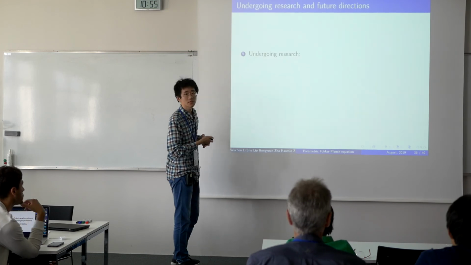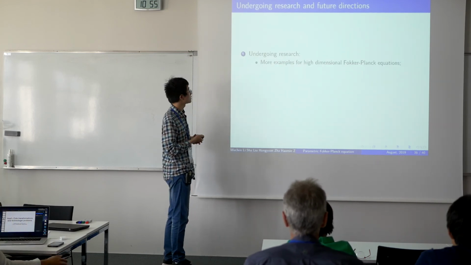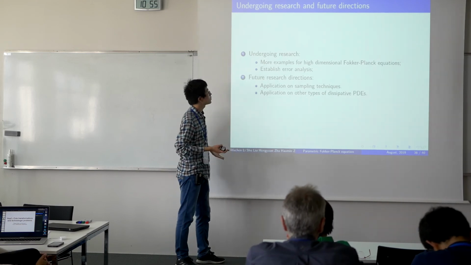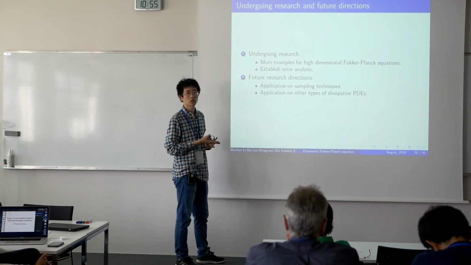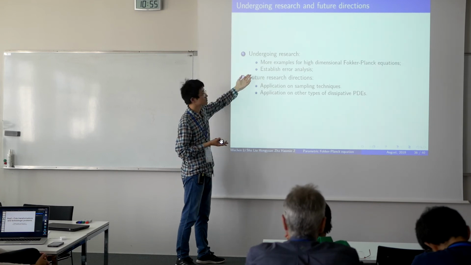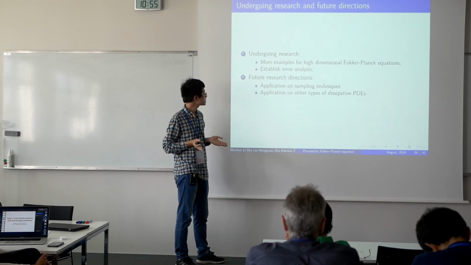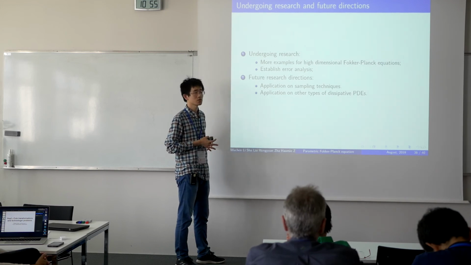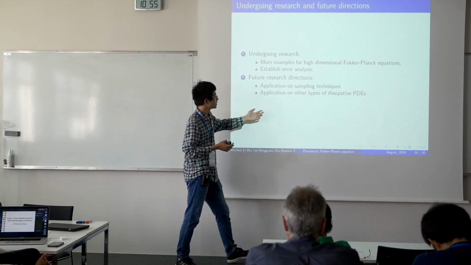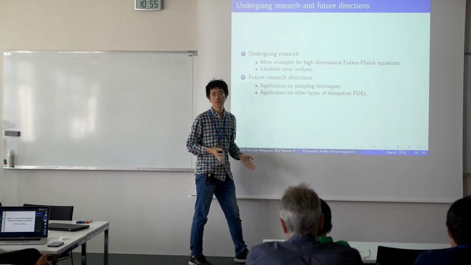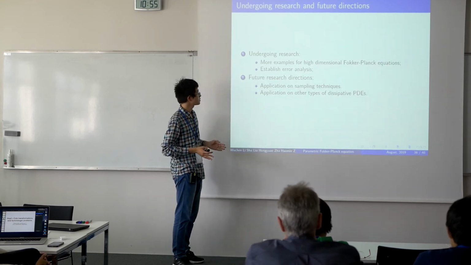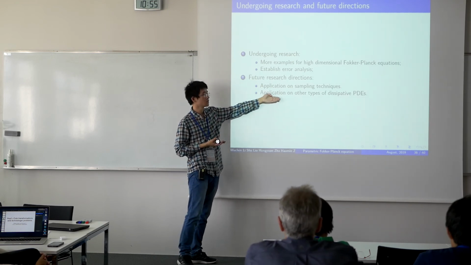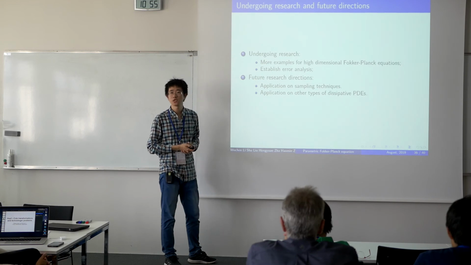Okay. Finally, let me say something about our ongoing research and the future directions. We are working on more examples for the high-dimensional Fokker Planck equation, and we are also working on establishing the error analysis. For future directions, as I have shown you, probably we want to do something on sampling. And also, many kinds of dissipative PDEs have a gradient flow structure. So if our algorithm works, probably we can also apply our algorithm for solving other types of dissipative PDEs.